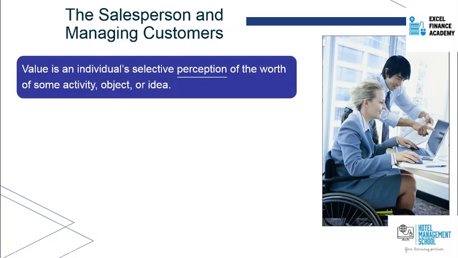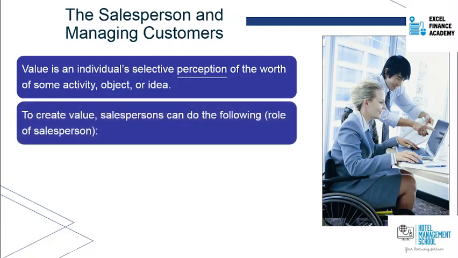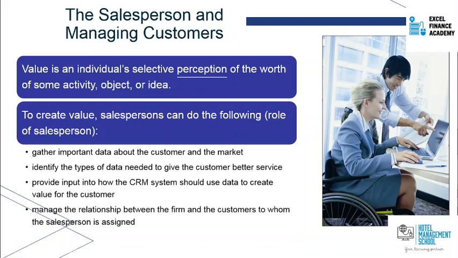Salesperson and managing the customers. So value of individual selection, selective perception of the worth of same activity, objective or idea. To create value, a salesperson can do some of these things. Gather important data about the customer and the market. Identify the type of data needed to give the customer a better service. Provide input on how CRM would be able to use the data to create value for the customer, and then manage the relationship between the firm and the customer who is engaged.